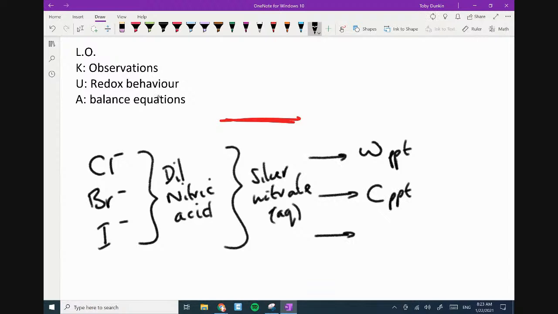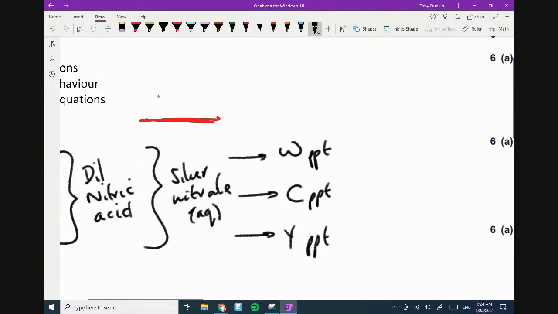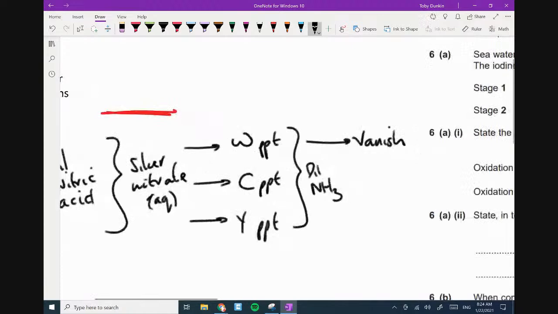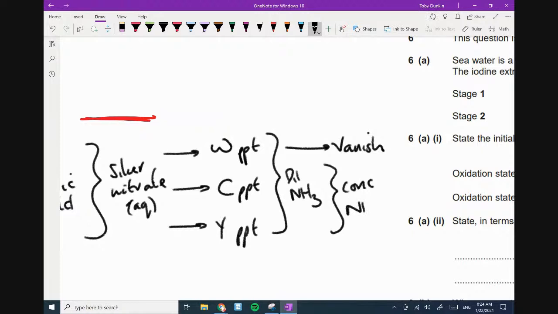We can then confirm this with dilute ammonia, and the white one will vanish. The others have no change. Then we add conc ammonia, and the cream one now vanishes and the yellow never disappears. We've learned that already from last lesson.